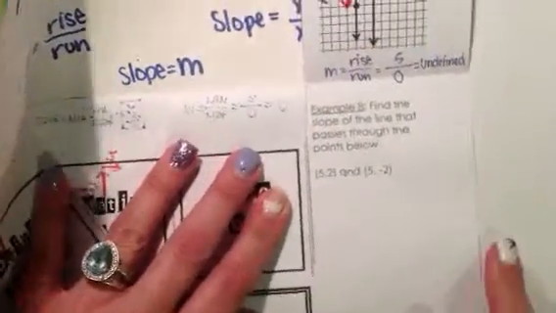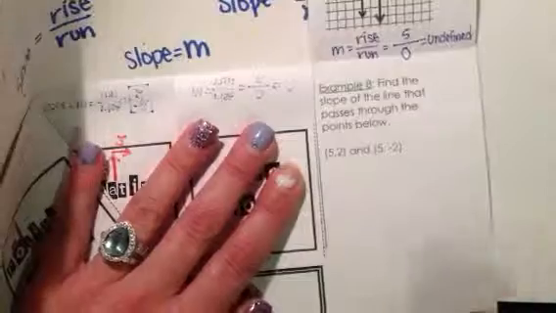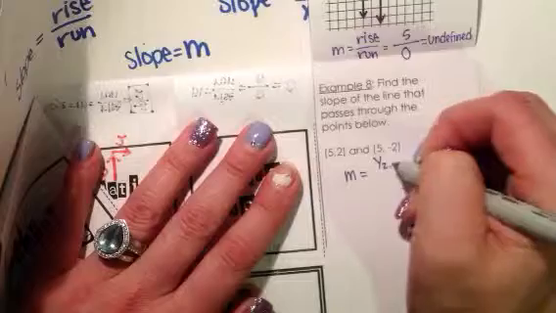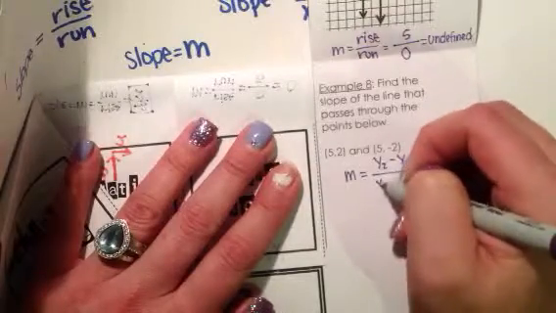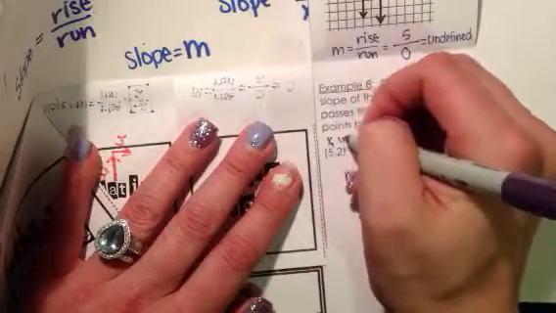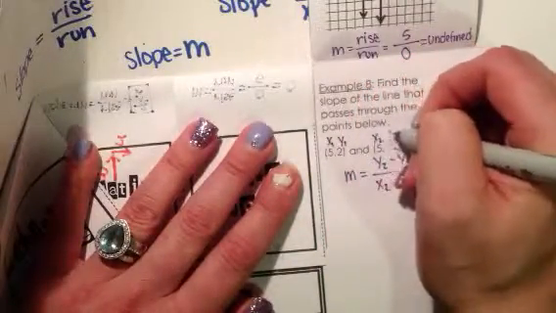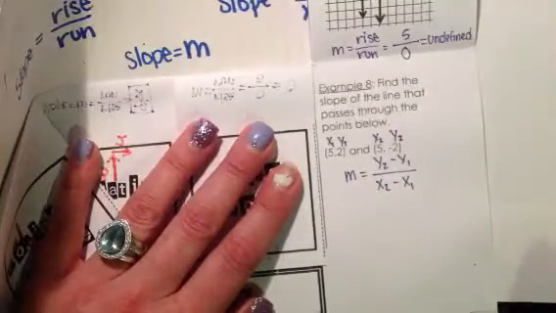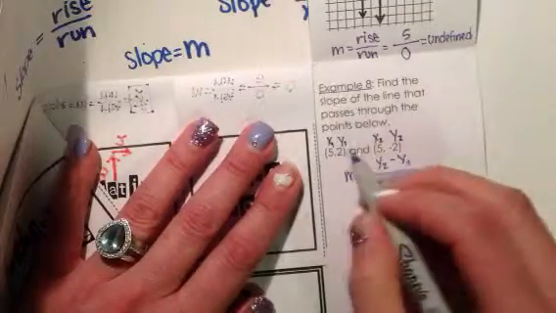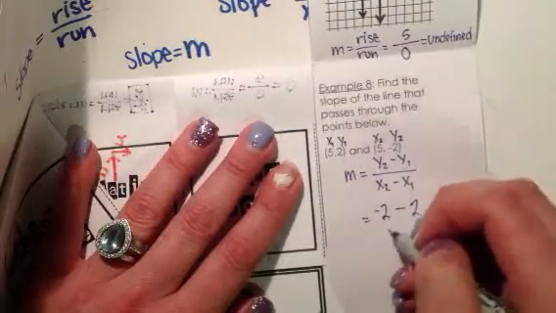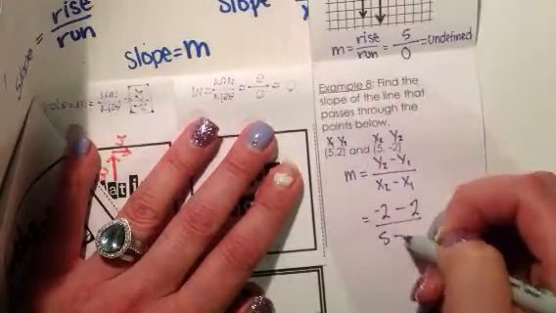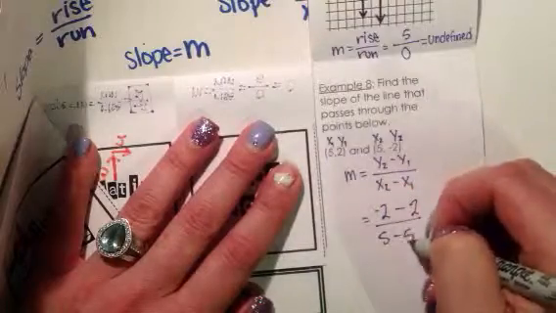Number 8. Find the slope of the line that passes through the points below. So again, we have m equals y2 minus y1 over x2 minus x1. I'm going to call this one x1, y1, x2, y2. My y2 is negative 2. My y1 is 2, so that's minus 2. My x2 is 5 minus my x1, which is 5.